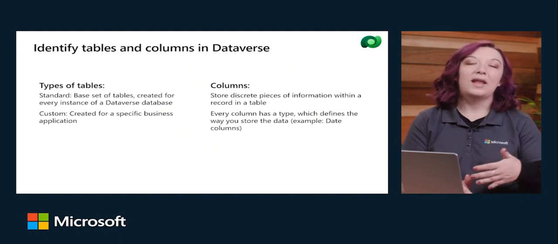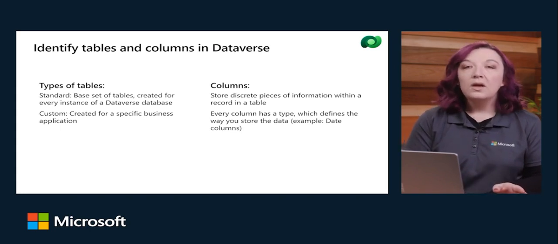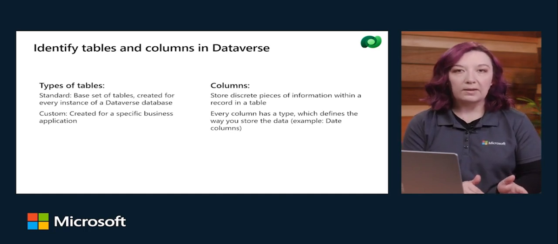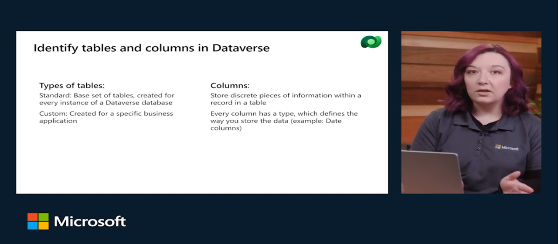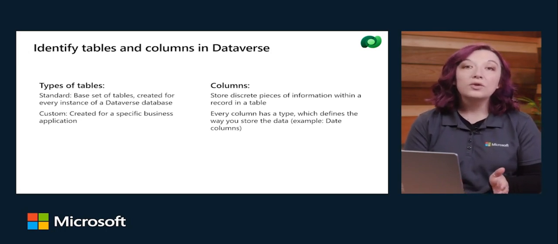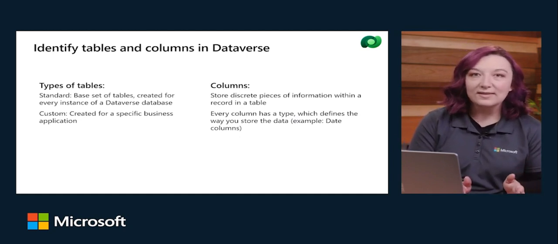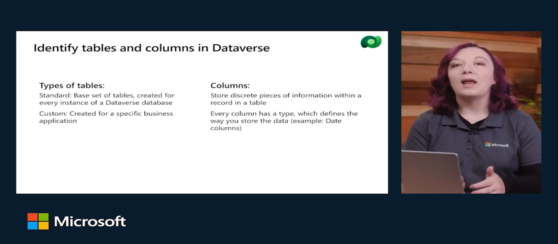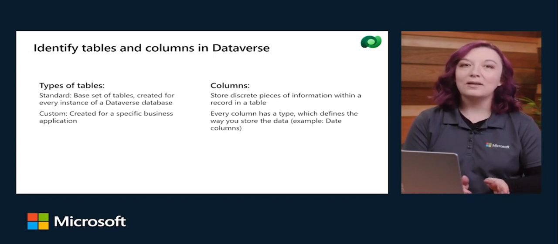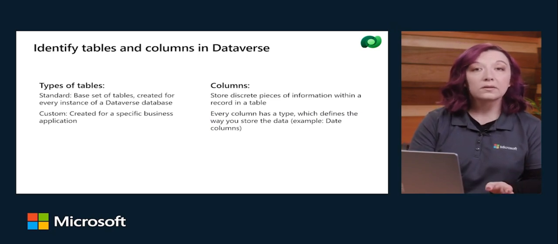And of course, next we have columns, which are pretty straightforward, especially if you've worked in Excel. Your column is going to have pieces of information which will be related to the data type. For example, we have date columns, or I might have a product column or an address column. And those are going to store their respective types, their products and addresses. Every column will have a type that defines the way you store the data. That gives you more flexibility because instead of just text, you can have choices or even auto-calculated fields.